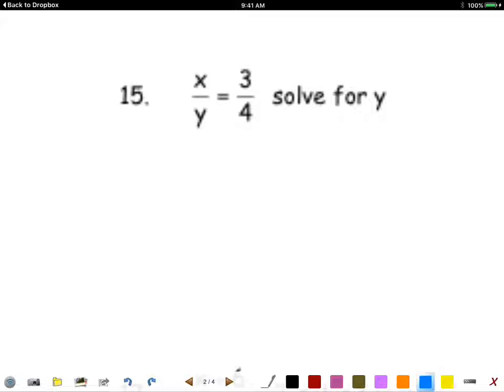Okay, solve for y. Now, we haven't done one like this. Anybody want to just take a guess at what you think we might do?